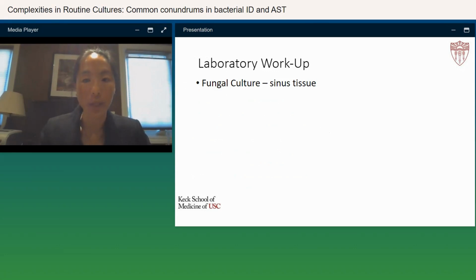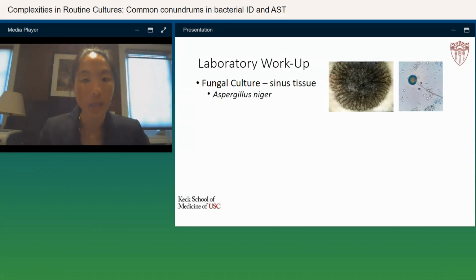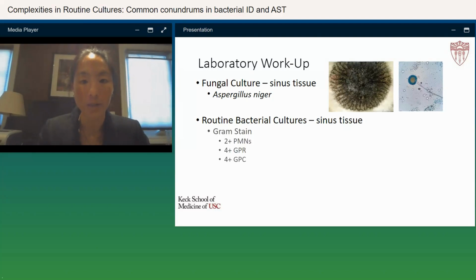Okay, so they went in and debulked this material out and sent us sinus tissue for fungal culture as well as for routine culture. So I'll show you the fungal culture results first. It came out beautifully for Aspergillus niger, didn't take long to grow. And then on the routine bacterial cultures, we also had some positive findings.